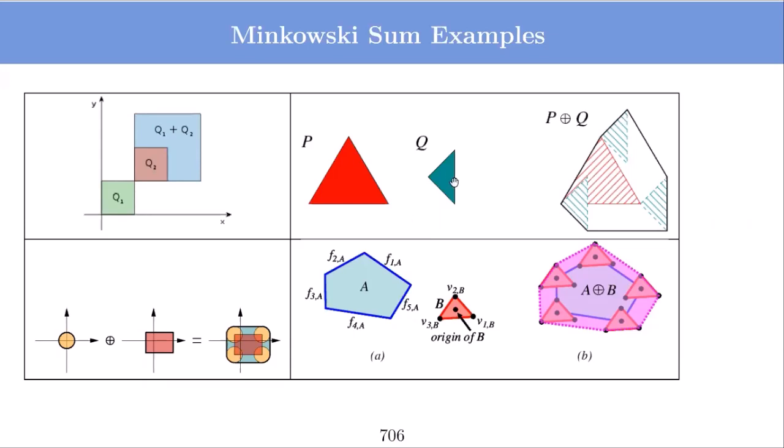Similarly, if you take P and Q and you again do this thing, you get this structure. Similarly, if you take a circle and the rectangle, if you keep on putting circles at all these points, you get this structure. Okay, so you just work out these different examples and see how you can get the Minkowski sum.